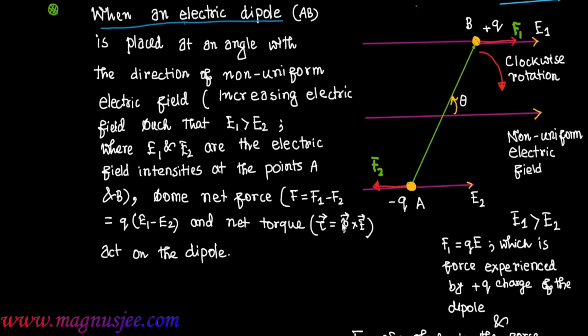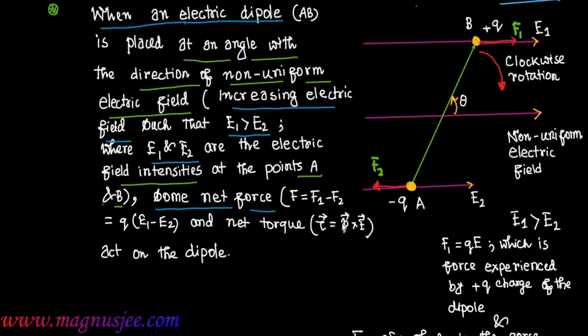When an electric dipole AB is placed at an angle with the direction of a non-uniform electric field, in an increasing electric field, such that E1 is greater than E2, where E1 and E2 are the electric field intensities at the points B and A, some net force and net torque act on the dipole. That means there will be a net force and torque acting on the dipole.